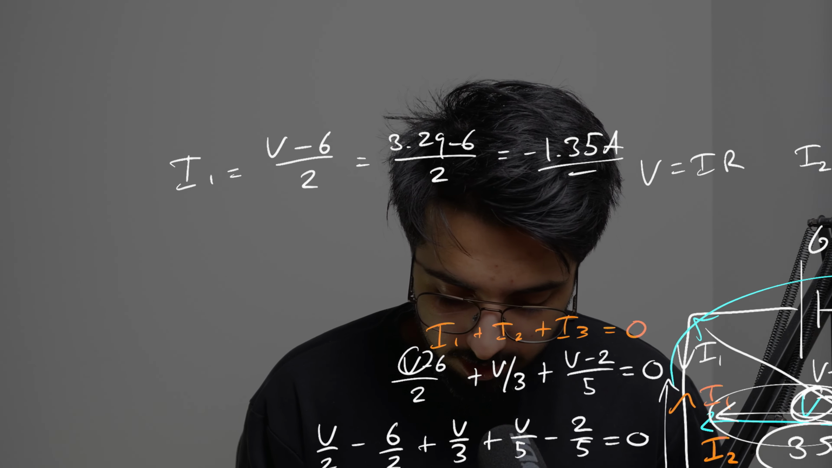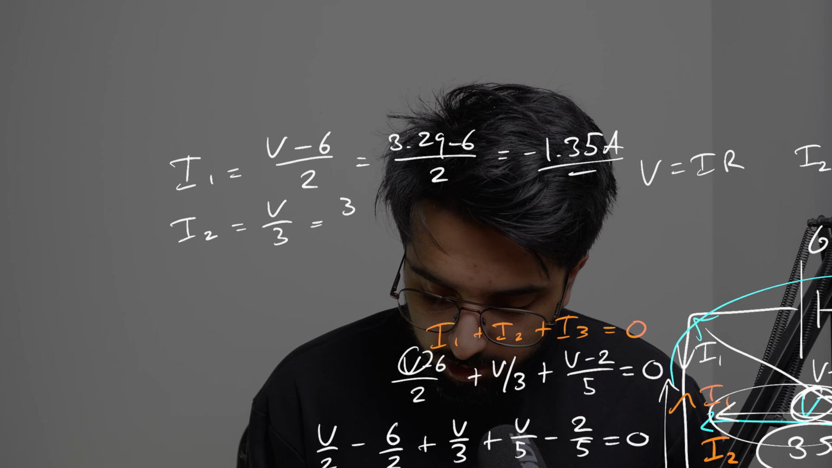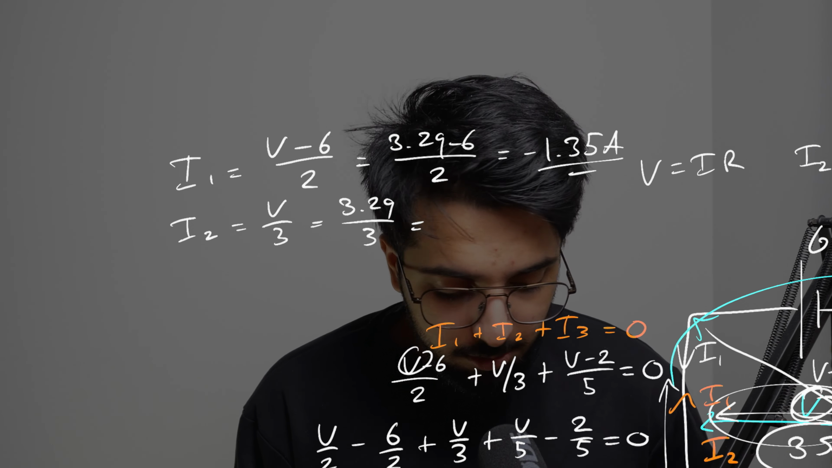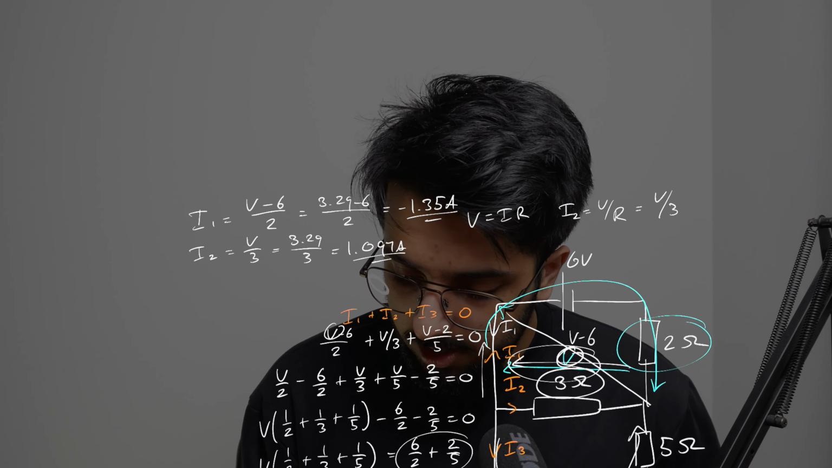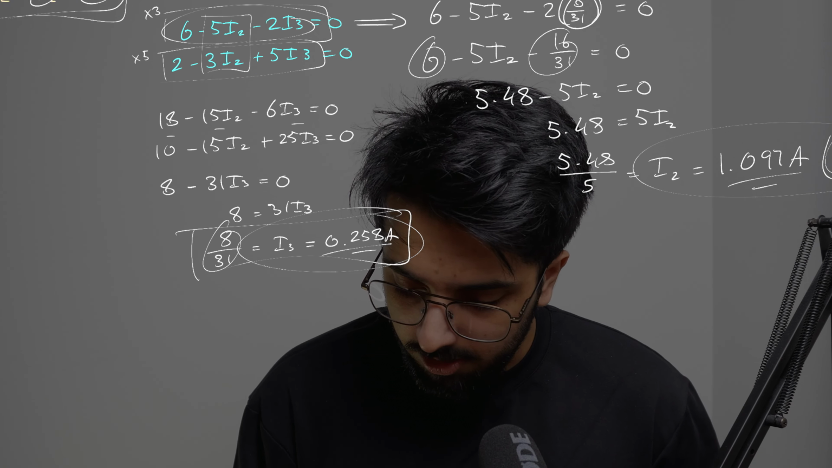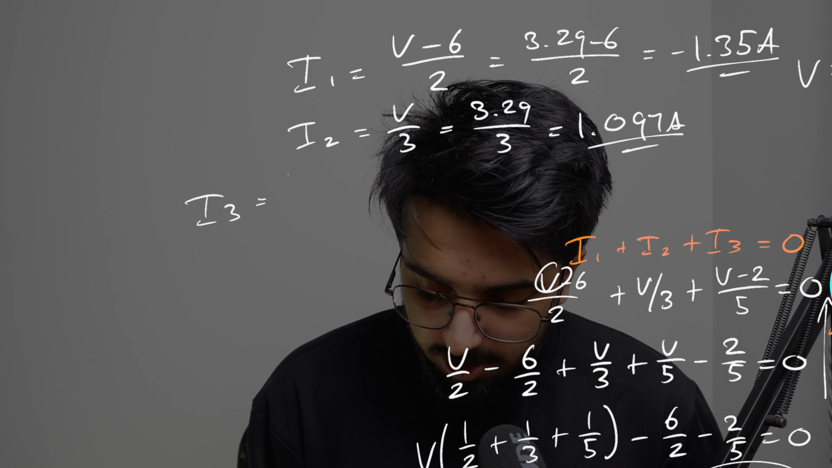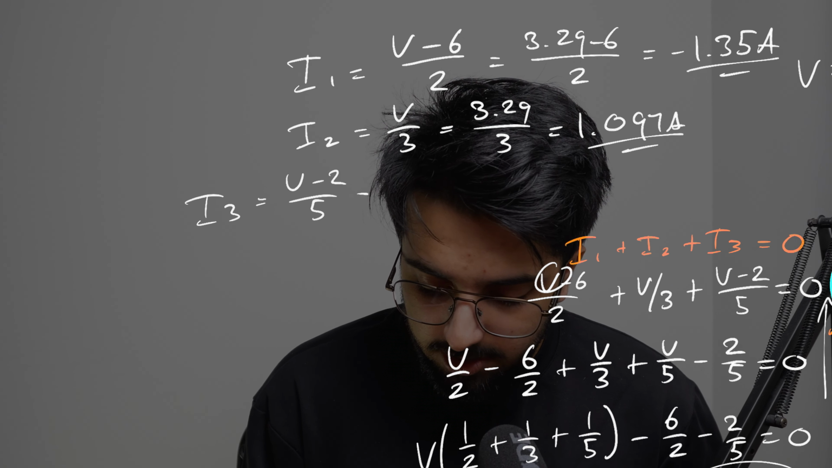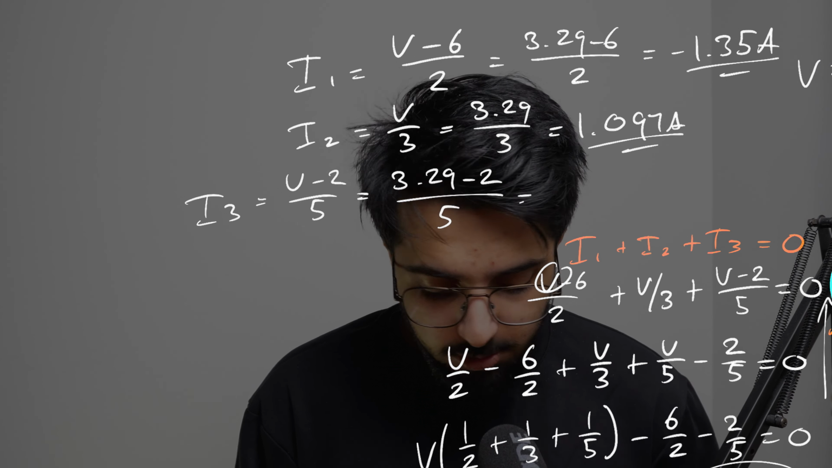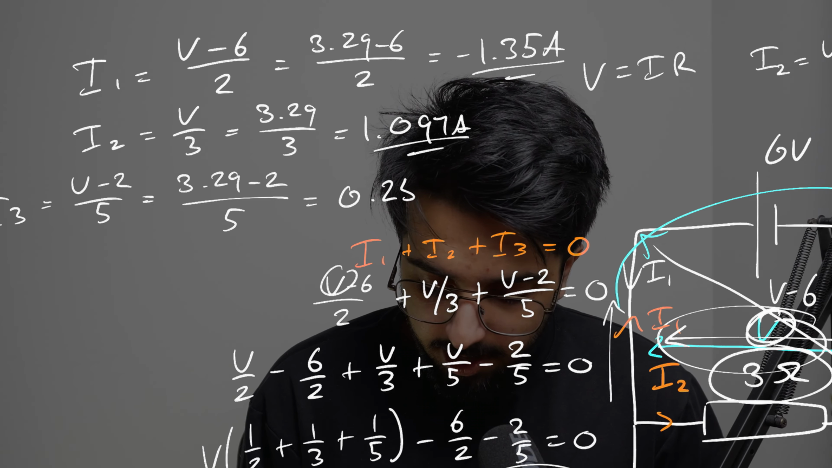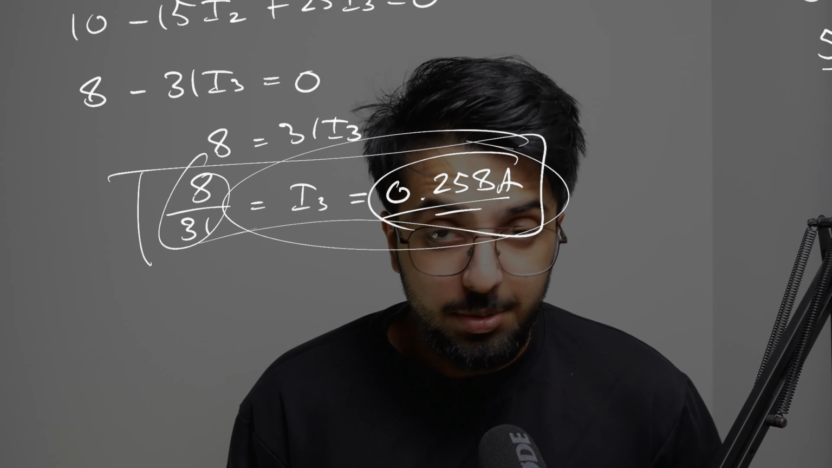And we can do the same process to find I2, and that's equal to V all over 3, and so that's 3.29 all over 3, and that's equal to 1.097 amps. And as you can see, that is the exact same value that we had over here. And so therefore I3 is equal to V minus 2 all over 5, and so that's equal to 3.29 minus 2 all over 5, and that's equal to 0.258 amps. And as you can see, that is the exact value that we found previously.